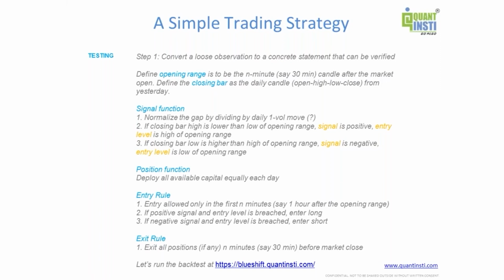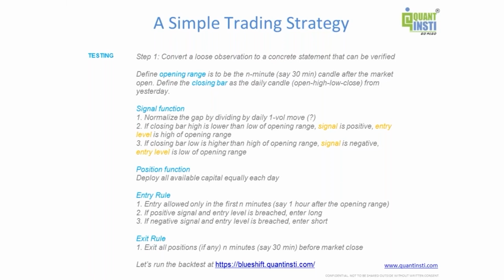If the closing bar high is lower than the low of the opening range, that is, it is a gap up, the signal is positive, and we enter whenever the high of the opening range is breached. We enter a long position, of course. And similarly, just the reverse for the short case. If the closing bar low, that is yesterday's low, is higher than today's high of the opening range, that is we gapped down, then the signal is negative, and the entry level is the low of this opening range candle. So this is our signal function.